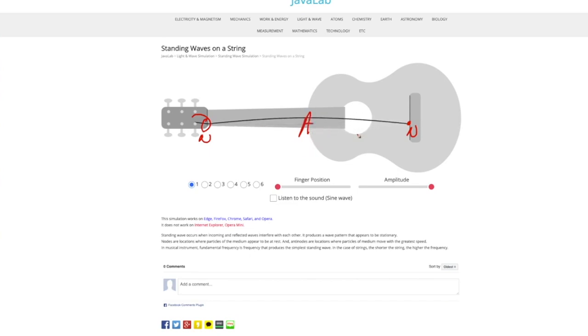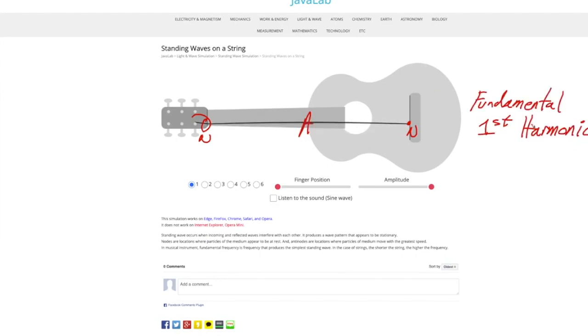Now, this particular mode of vibration is called the fundamental, or the first harmonic. And in any fixed-both-ends system, this is the lowest possible frequency at which we can get resonance. But there's more than one resonant frequency. And in fact, you can keep on subdividing it. Now let's take a look at what's called the second harmonic.